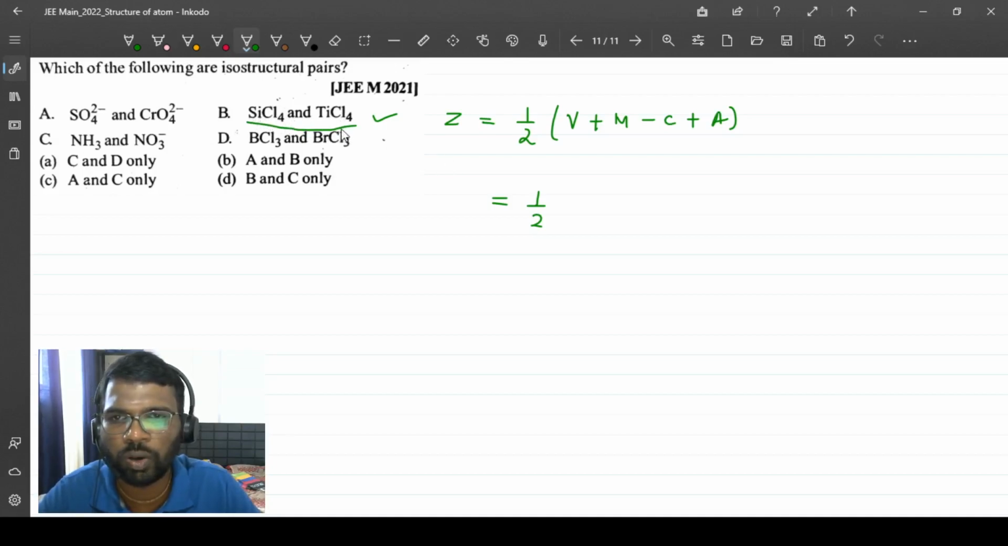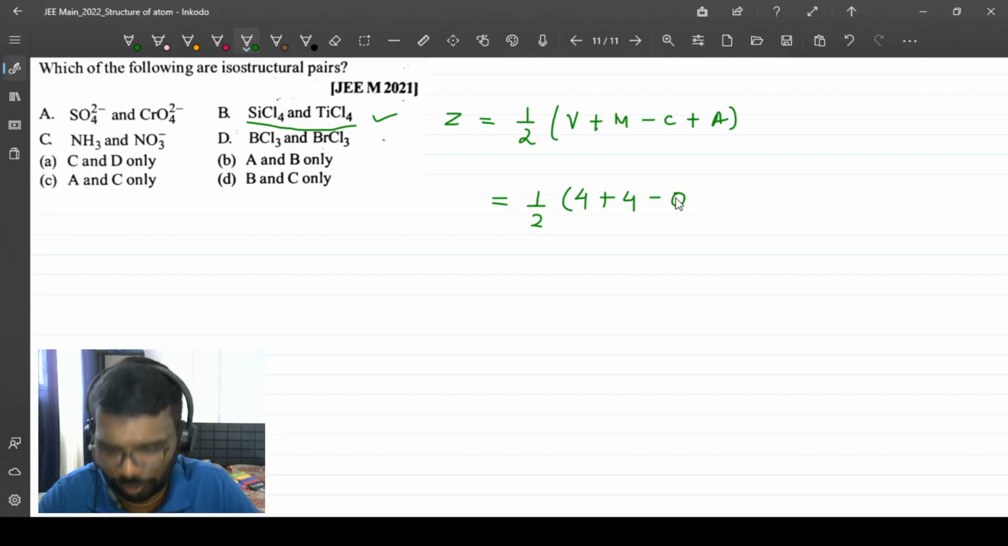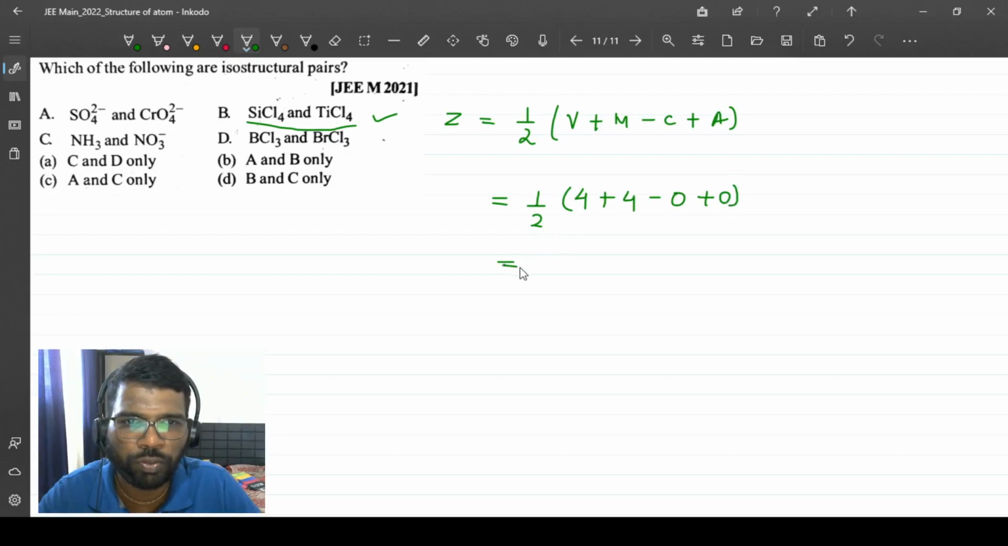right? So how many valence electrons does silicon have? Silicon has four valence electrons. So I will write 4 plus the number of monovalent atoms. The chlorines which are connected are monovalent. So it is 4 minus cationic charge, which is 0, and the anionic charge is again 0. Here also the answer will come to 4. Z is equal to 4. So the hybridization of silicon chloride is sp3.